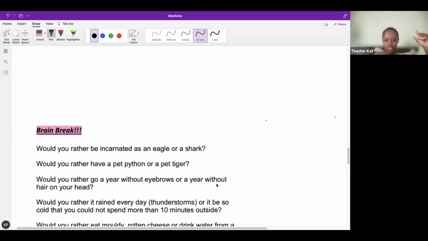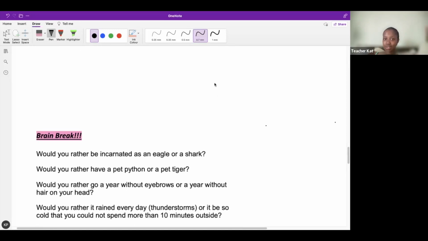Wow. Would you rather have it rain every single day, as in thunderstorm every day, or have it be so cold that you cannot spend more than 10 minutes outside? So it's either really freaking cold or it's raining every day, all day. Thunderstorm rain. Oh my goodness, guys, I am so terrified of thunder and lightning. I don't think I would choose that. I would never choose thunder and lightning. I like rain, but thunder and lightning are a problem for me. It's fine if it rains silently, that I don't mind. But thunder, guys, I'm sorry. I will be unable to handle that one.